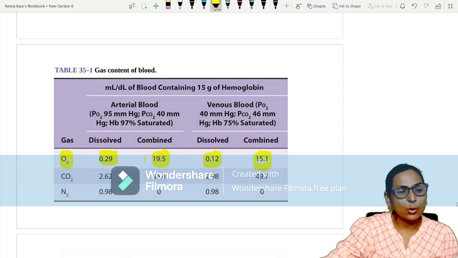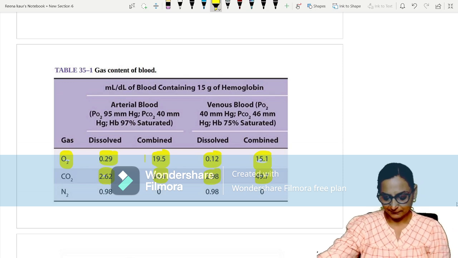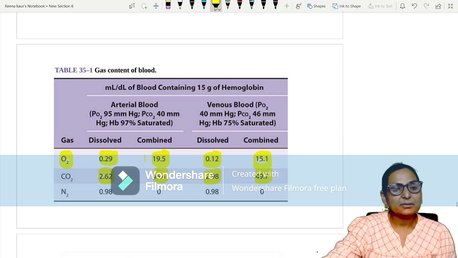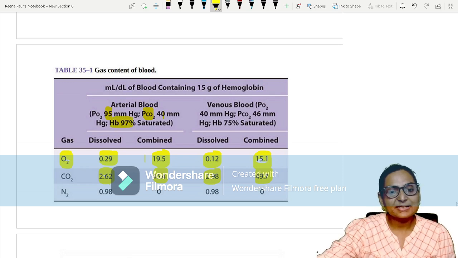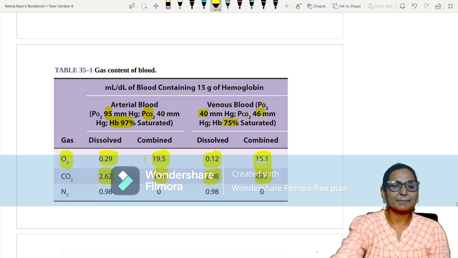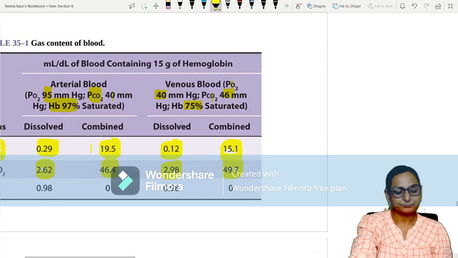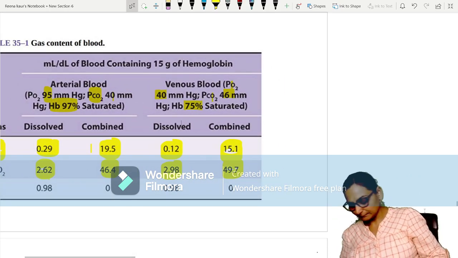Carbon dioxide dissolved form 2.62 on the arterial side. Venous side 2.98 and 46 and 49. Then this is the arterial oxygen, 95% PO2 on the arterial blood and 40 CO2. Hemoglobin saturation is 97%. On the venous side, oxygen 40, carbon dioxide 46, and saturation is 75%. Right? So this is important actually.